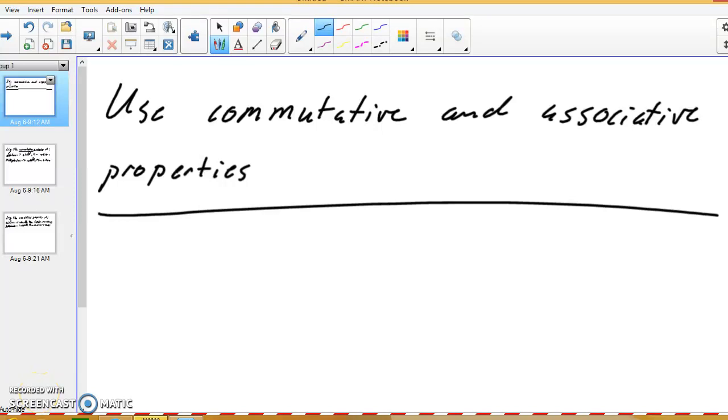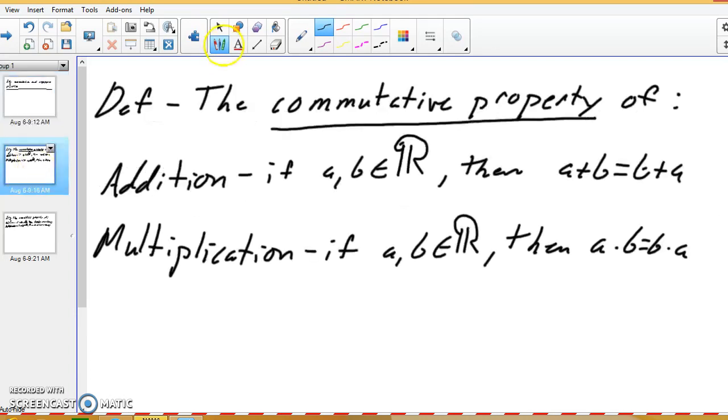In this lesson, we're going to learn about how to use the commutative and the associative properties. So what are the commutative and associative properties? Well, we'll start with the commutative properties. There's going to be some language in this definition that I'll explain as we go, but I'm just going to read through the whole definition first, and then I'll go back and re-explain the language.